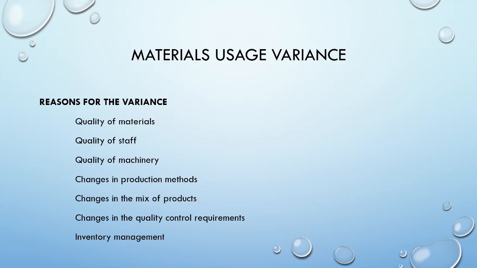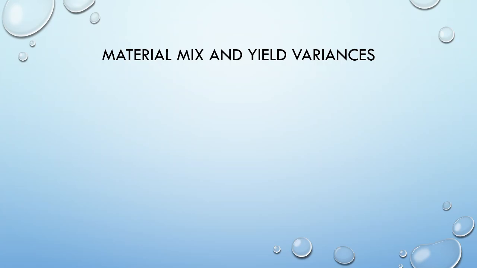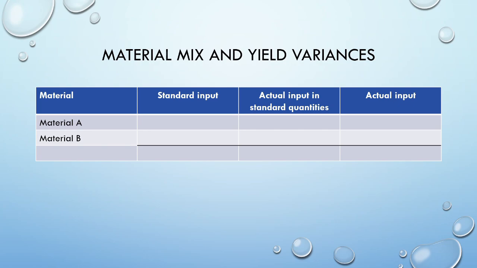The last variances we need to look at are the material mix and yield variances. These variances allow us to further break down the material usage variance. Remember, the condition to calculate the mix and yield variance is that the materials must be interchangeable. In this example, they are. We will begin by drawing a table. On the left-hand side, we will list our materials.